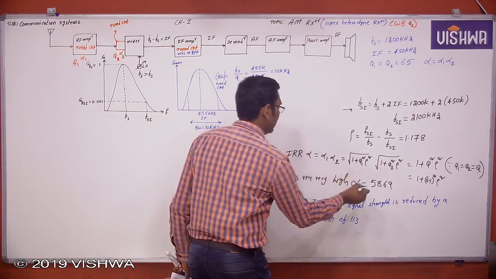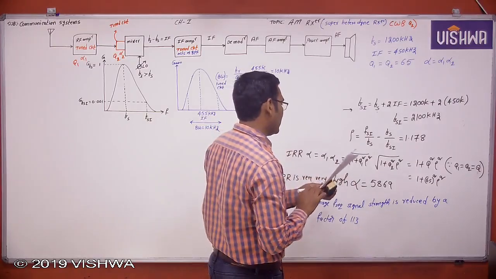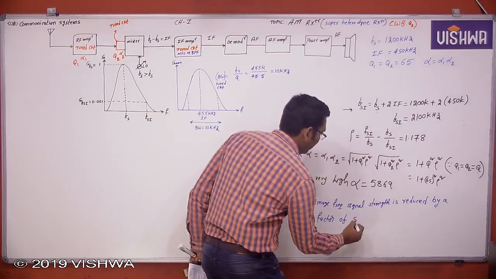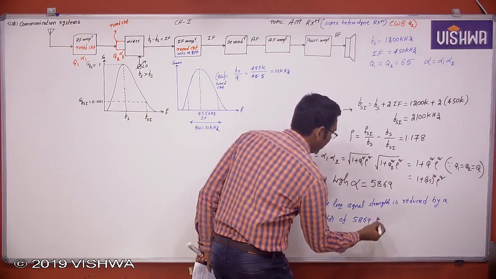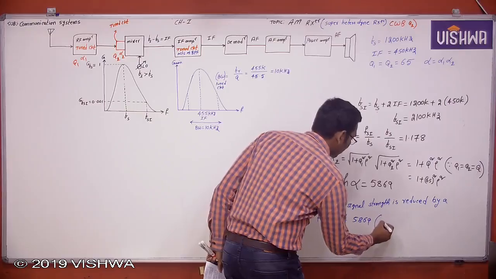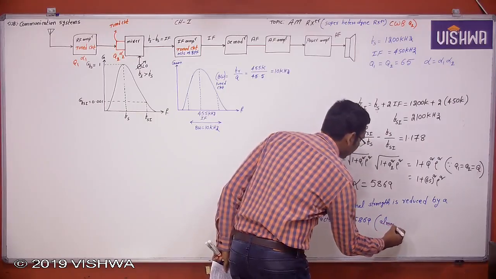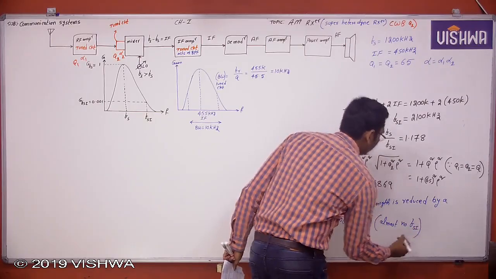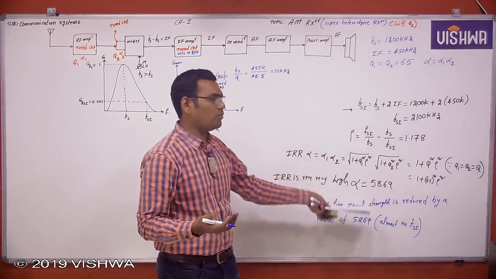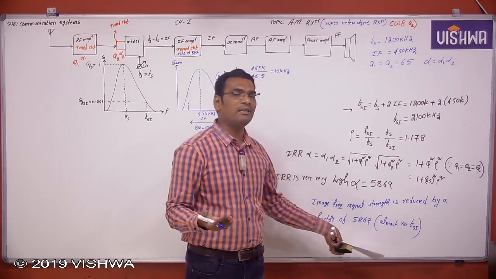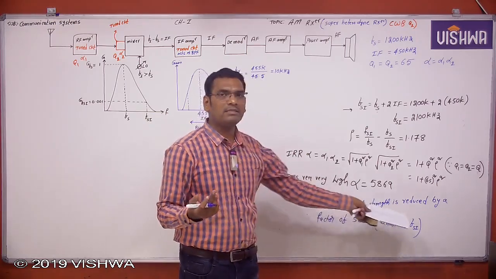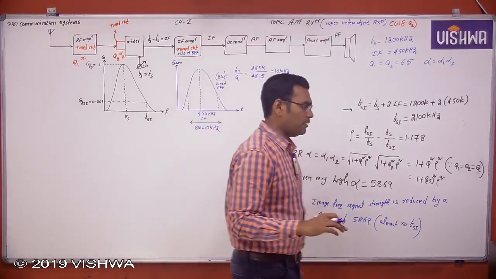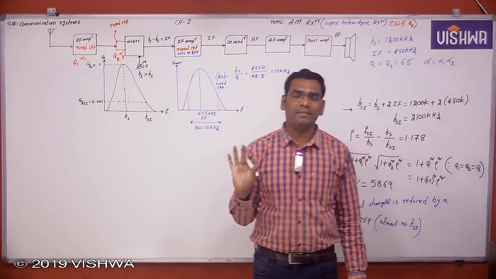So the image frequency signal strength is reduced by a factor of 5869, which means there is almost no FSI, no image frequency. It will be almost zero. One by 6000 times, 0.000 something, is almost negligible. The image frequency is almost eliminated.